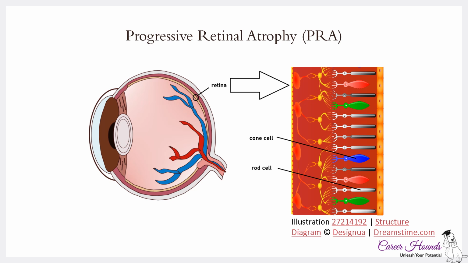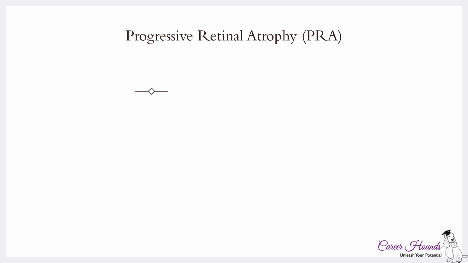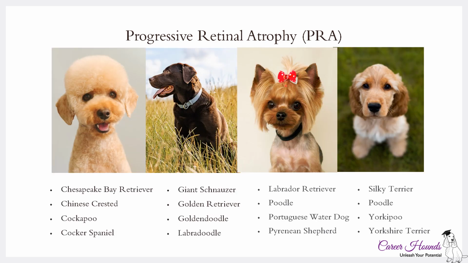However, the age of onset and the rate of progression can vary depending on the specific genetic mutation causing the condition. There are different forms of PRA, each associated with specific breeds and genetic mutations. Some breeds are more prone to certain types of PRA than others. This list includes just some of the breeds that are known to be potential carriers of the gene associated with PRA. Signs of PRA in dogs include night blindness.